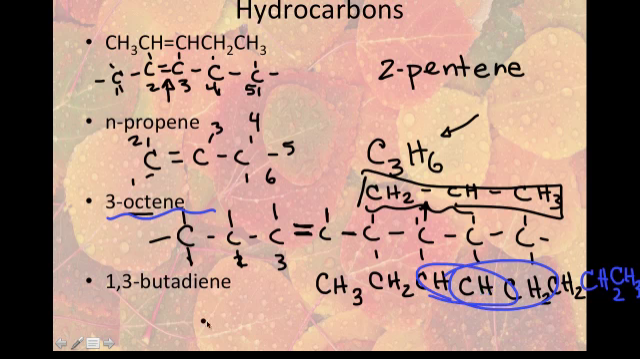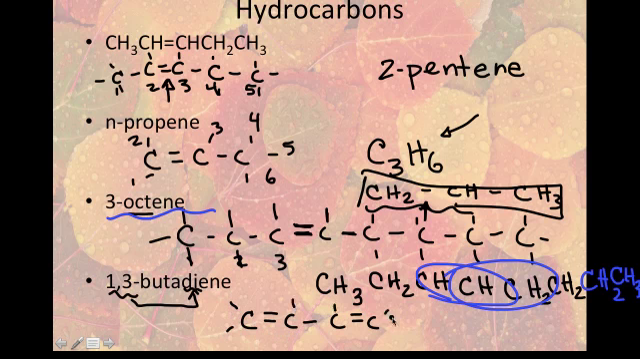Alright, then 1,3-butadiene. What is this? So I have 2 numbers, which means I have 2 double bonds, thus the word diene. So buta means 4. 1, 2, 3, 4. And then I have a double bond on the first and a double bond on the third. So there is 1,3-butadiene. Every carbon needs to make 4 bonds.